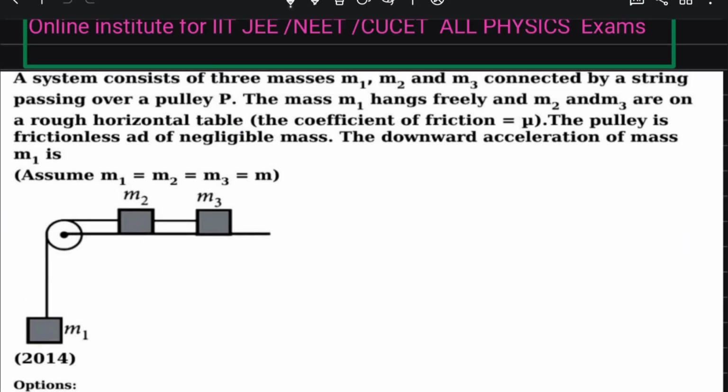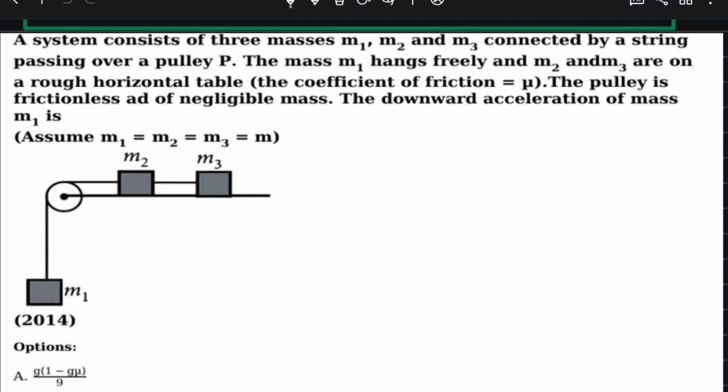This is also a 2014 question. The system consists of three masses m1, m2 and m3 connected by a string passing over a pulley P. The mass m1 hangs freely, and m2 and m3 are on a rough horizontal level. The coefficient of friction is mu. The pulley is frictionless and of negligible mass. They are asking the acceleration of the mass m1, right?